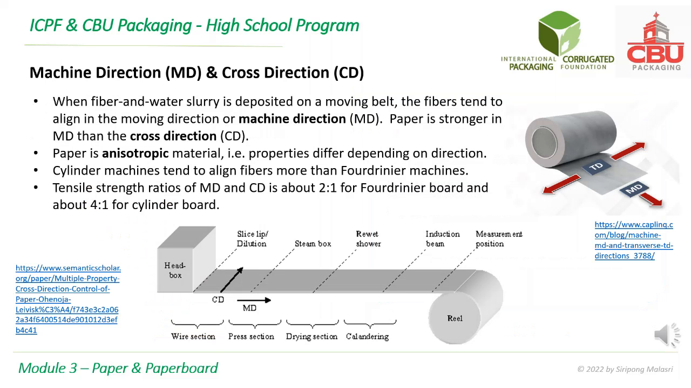When fiber and water slurry is deposited on a moving belt, the fibers tend to align in the moving direction, or machine direction, or MD. Paper is stronger in MD than the cross direction, or CD. Paper is an anisotropic material. Its properties differ depending on direction. Cylinder machines tend to align fibers more than Fourdrinier machines. Tensile strength ratios of MD and CD is about 2:1 for Fourdrinier board and about 4:1 for cylinder board.